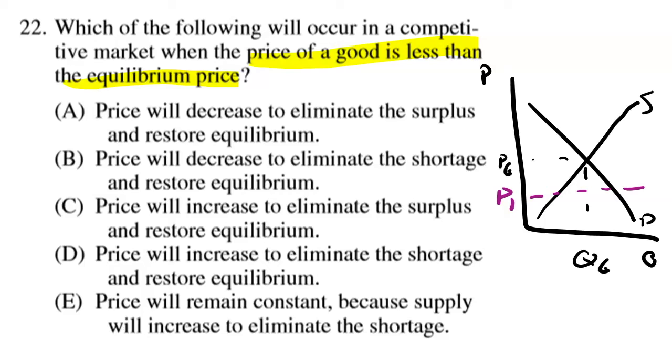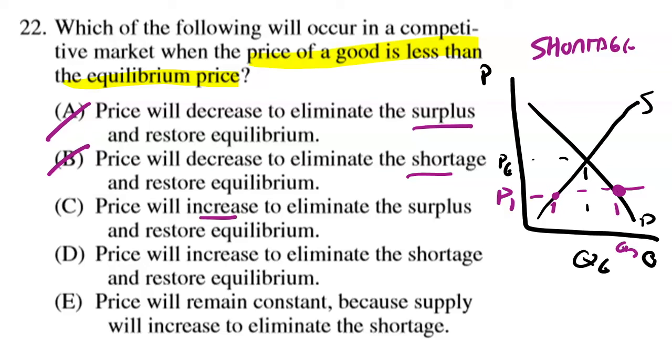If our price is less than our equilibrium price here, is price going to decrease? No, it's not going to decrease. And it's not going to create a surplus of goods, because at this new price point our quantity demanded is greater than our quantity supplied, which we know is a shortage. So A is incorrect. For B, is price going to decrease? They got the shortage part right, but is price going to decrease? No, because price is already below our equilibrium price here. So B is incorrect.